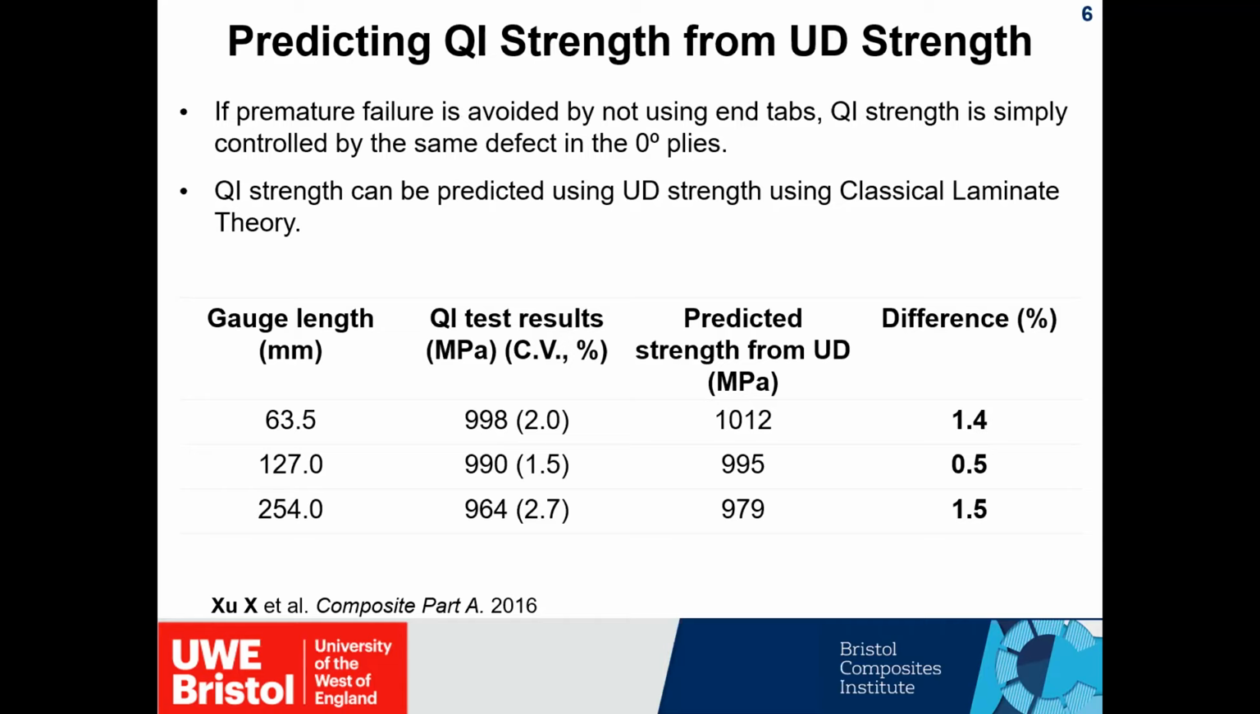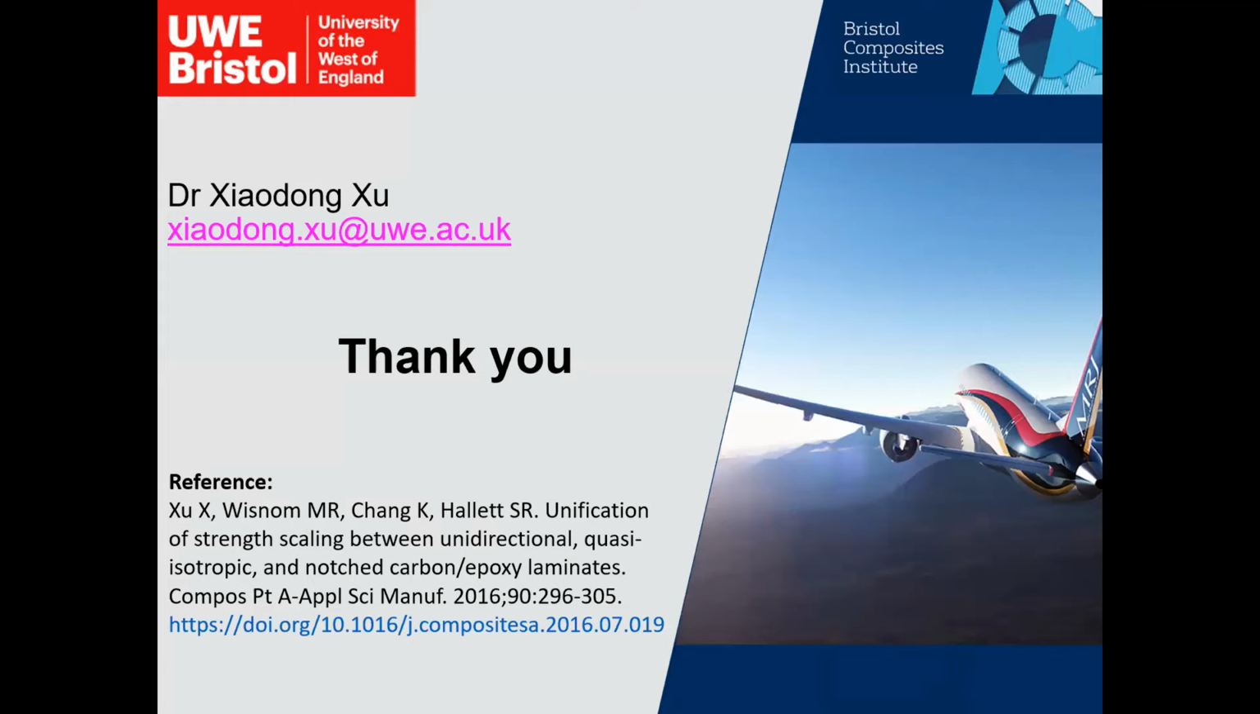So we compared the predicted strengths of these quasi-isotropic laminates to the experiments. The error is within 1.5%, so we think it's quite satisfactory. If you are interested in our work, you could find more details in our paper.